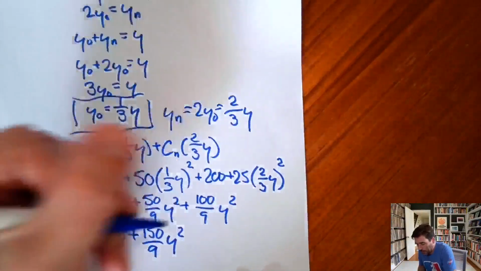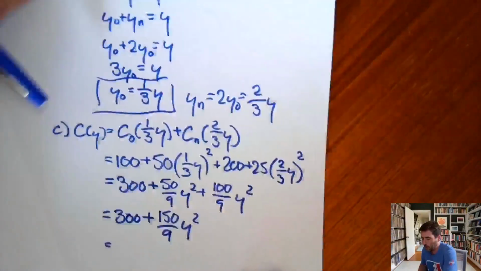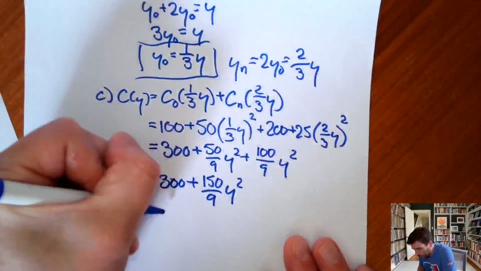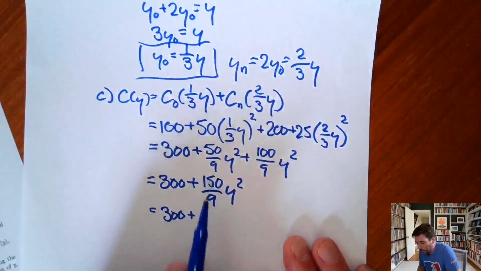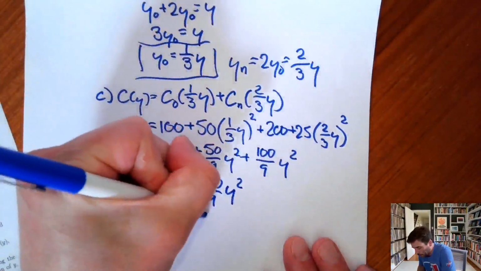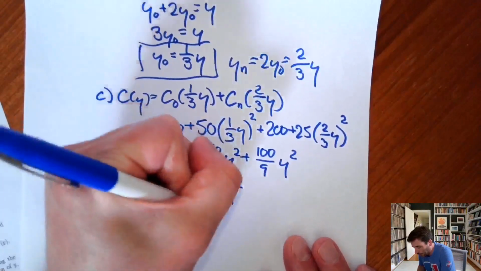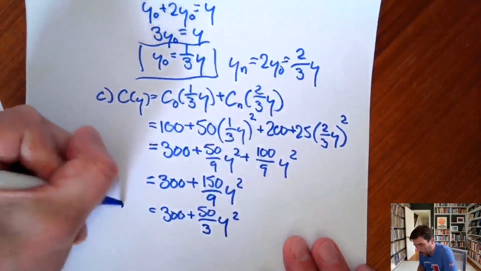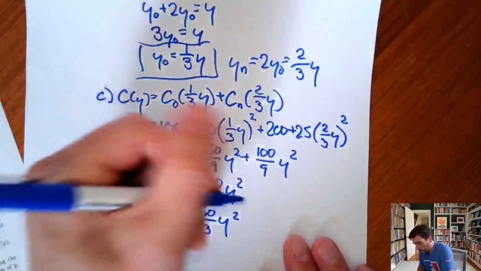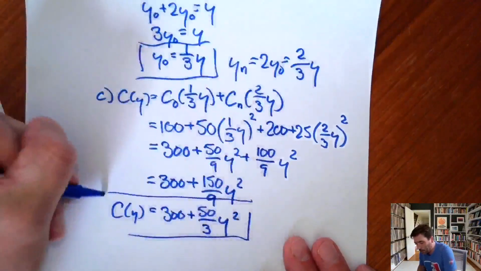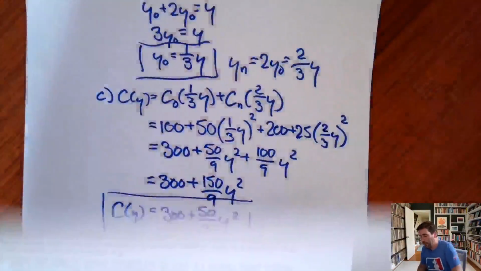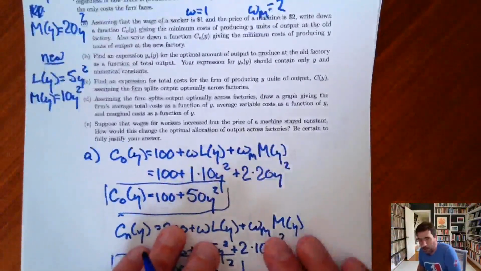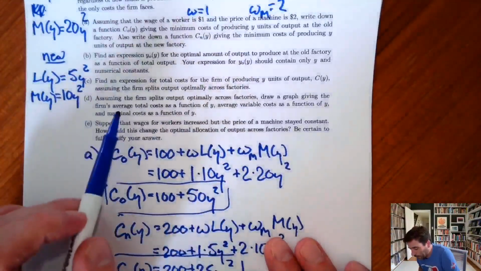Right? Could leave it like that, or I could make it even a little bit nicer for myself by saying that that's 300 plus, now these are both divisible by 3, so that would be 50 over 3 y squared. Right, so there is my overall cost function. All right, let's head on back to the problem, see what we need to do now for part D.